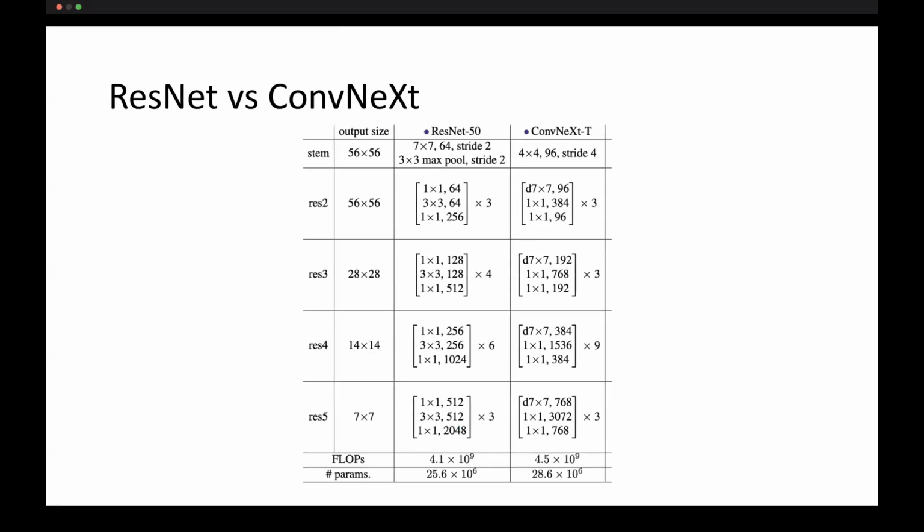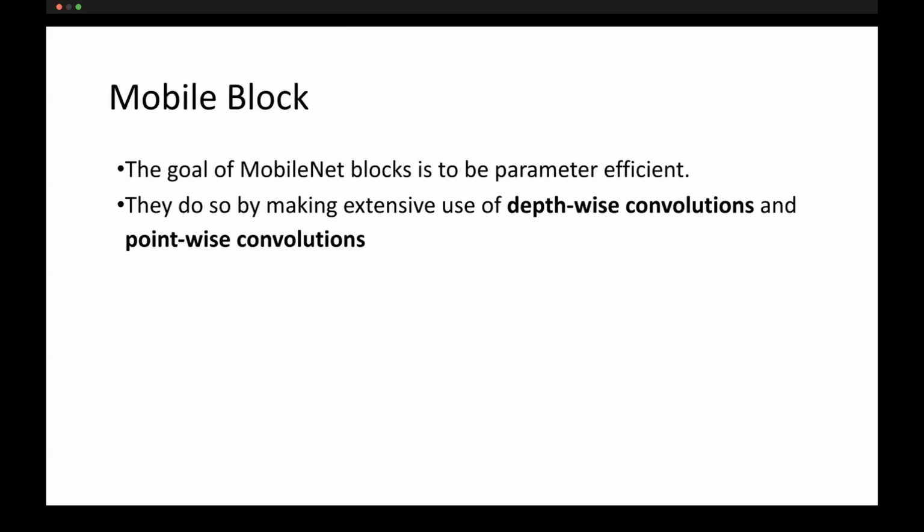So here's the architecture for ConvNeXt, compared to ResNet. Again, you have the initial stem, then you have these stages, and at the very end you again have a linear layer. So yeah, next.